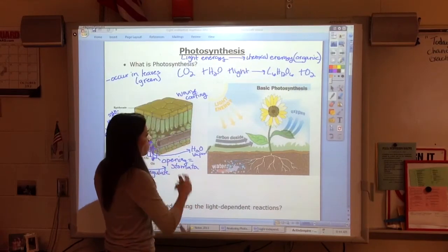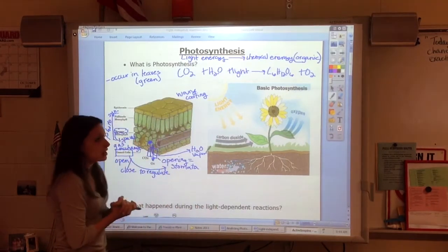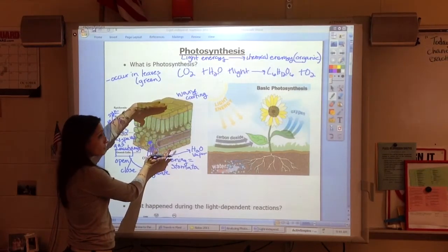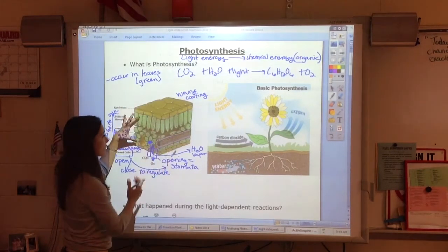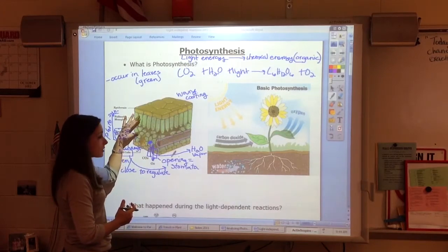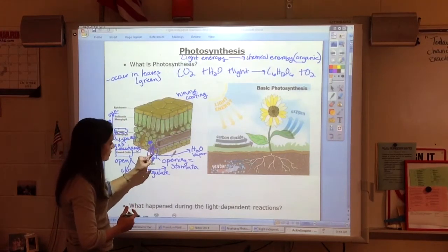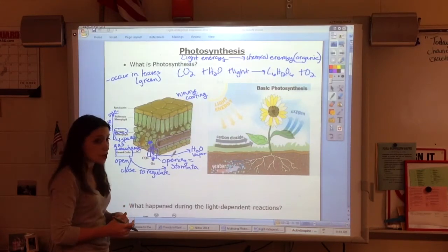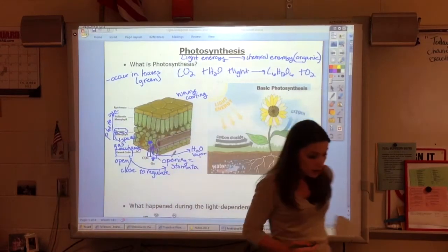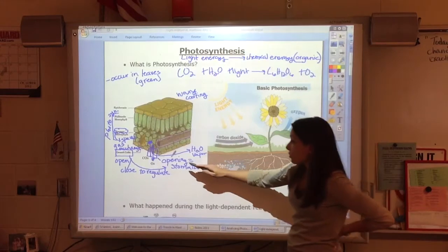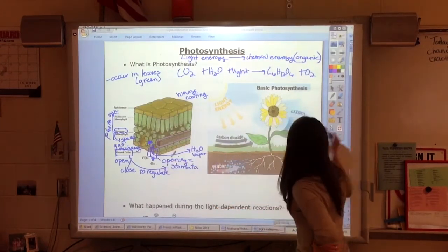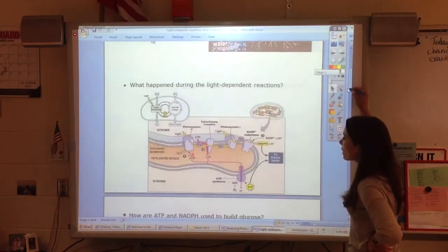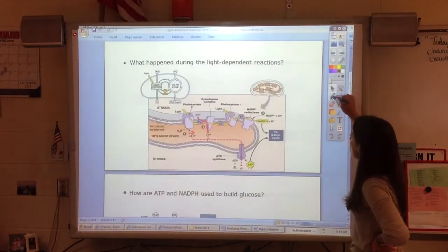So what's important about the leaf anatomy is that we have these layers that aren't doing any photosynthesis. They're there for protection. Then we have these layers of cells that are doing photosynthesis. But we also have these little openings at the bottom to allow for gas exchange. And we know that oxygen, O2, is going to be created during the light-dependent reaction. So let's just take a second and look back at that.